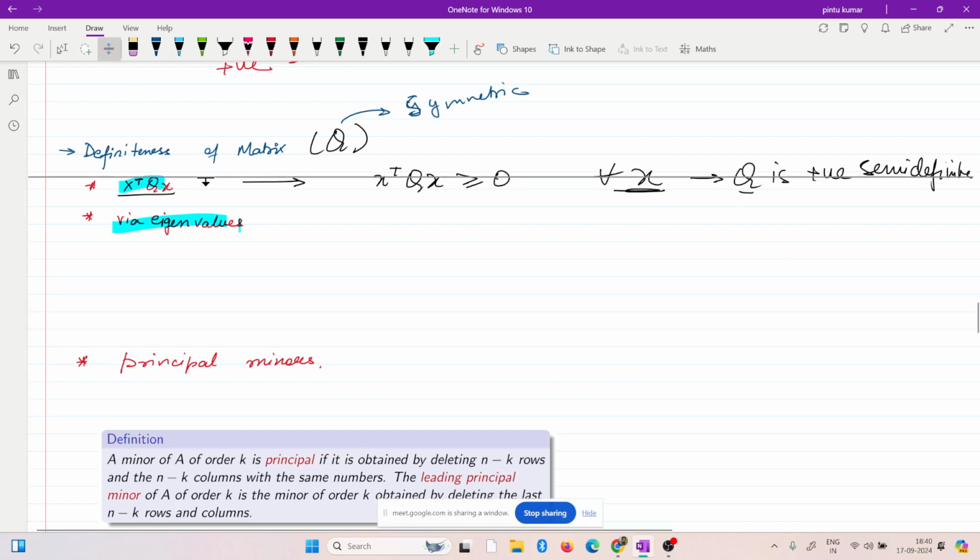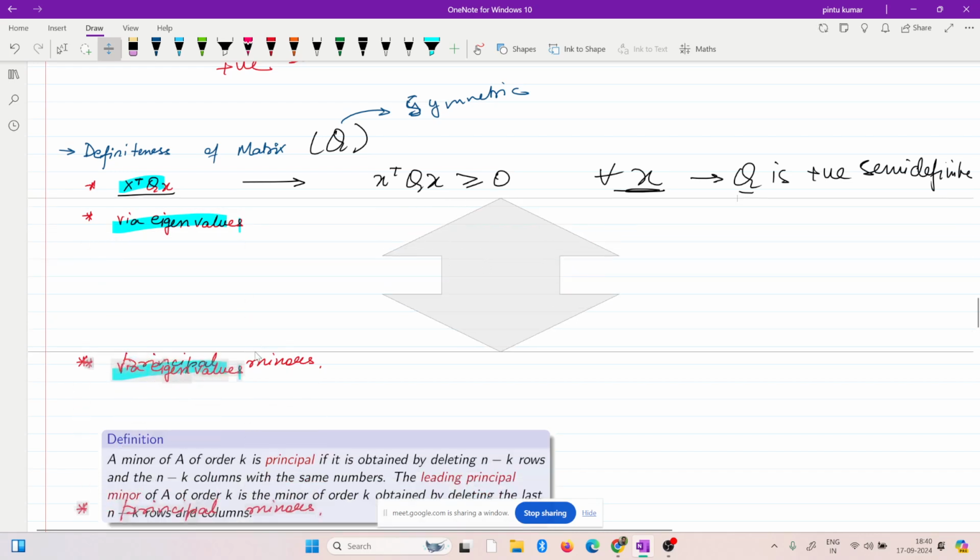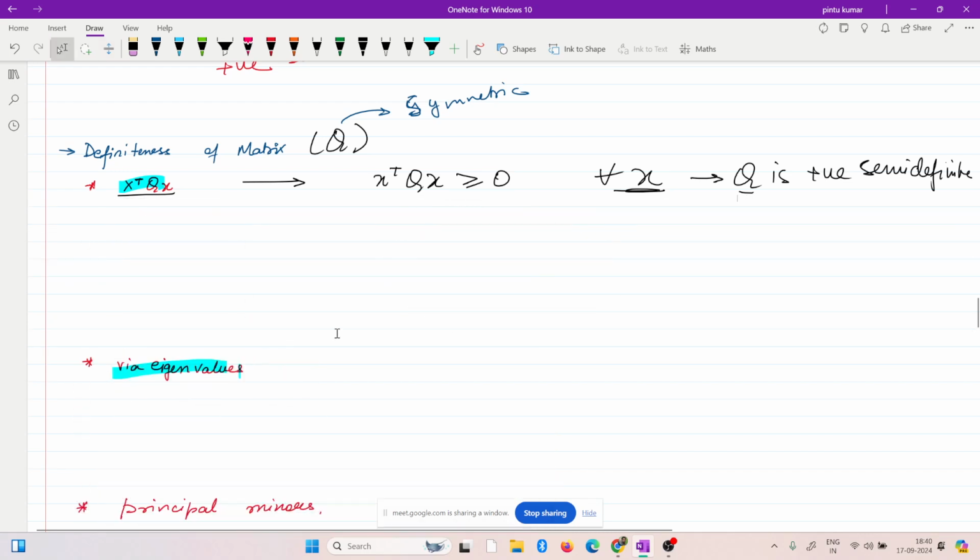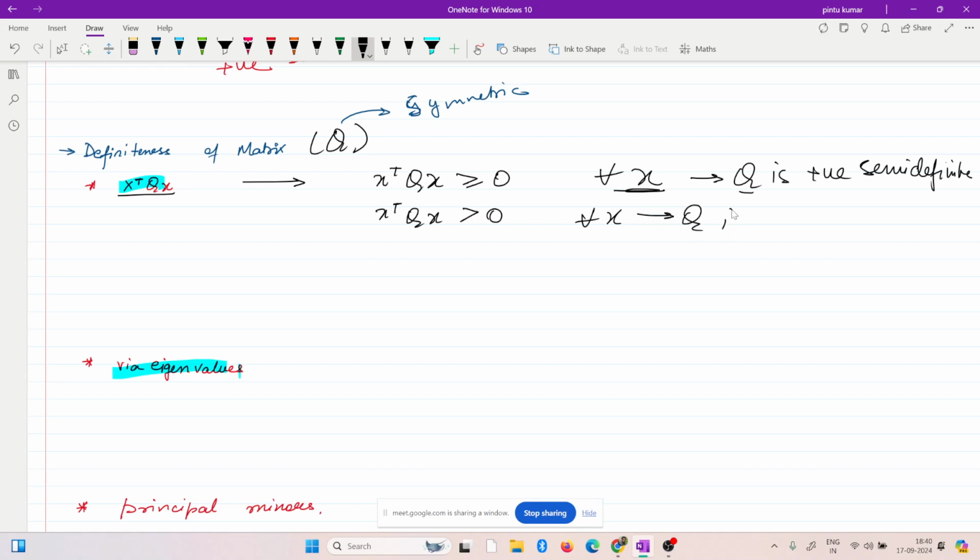Now checking it for arbitrary x is very, very difficult, right? So this is the least easy way to check whether a matrix is positive semi-definite or not. Okay, so I'll just give you alternate definitions. If you have x transpose Qx strictly greater than 0 for all x, then Q is positive definite.